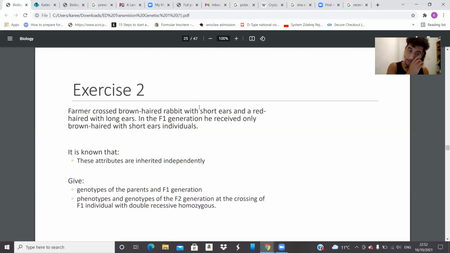After genotypes, the phenotypes would be, well, we have the dominant and we have the recessive. So you will have brown-haired, short ears, and brown-haired, long ears. You will have red-haired, short ears, and red-haired, long ears. So everything, basically.